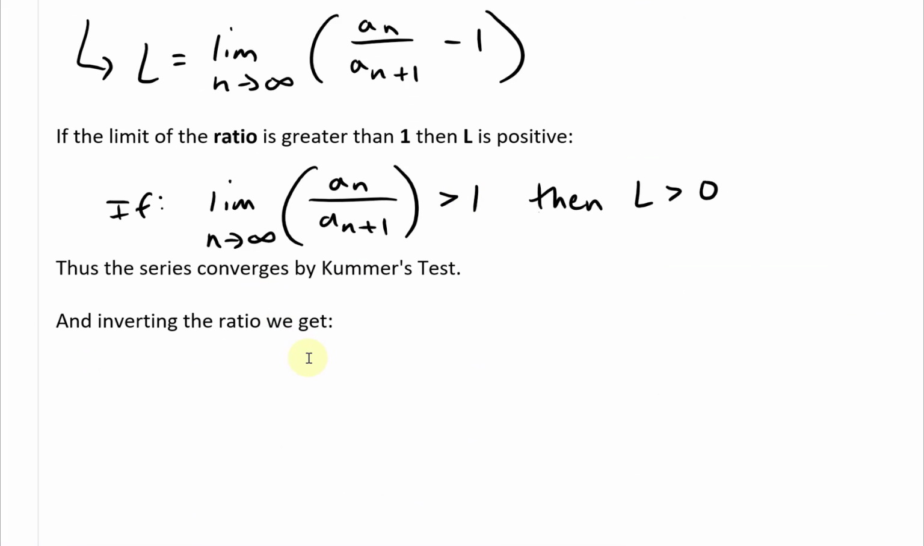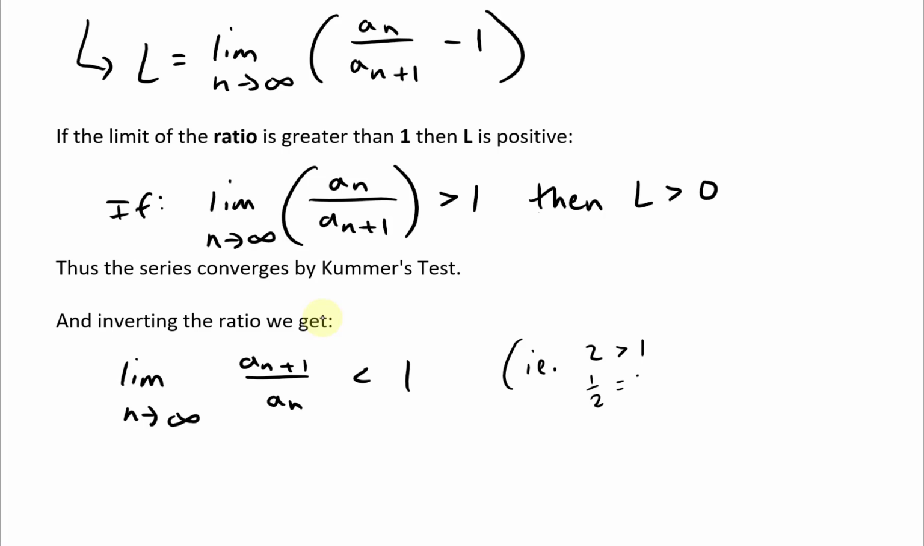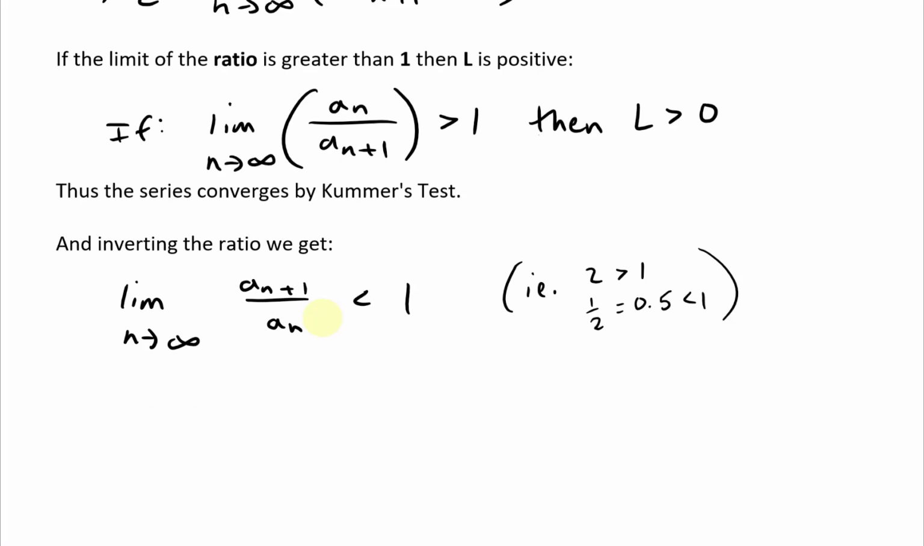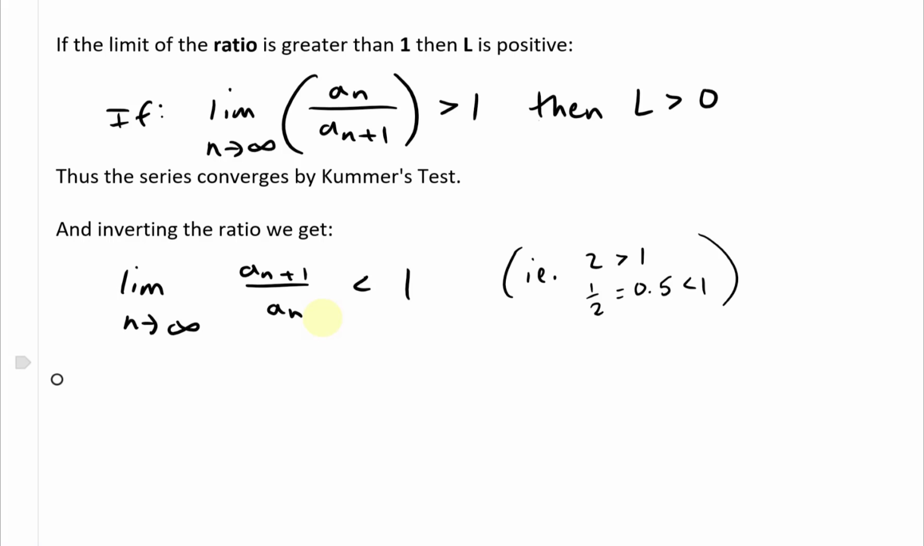So in inverting the ratio, we get the limit as n approaches infinity of an plus 1 divided by an, and this is going to be less than 1. For example, if you have 2, which is greater than 1, and you invert that, 1 over 2 is 0.5, which is less than 1. Anyway, this should be pretty straightforward if you've gotten this far in the video. I just want to put that for reference.